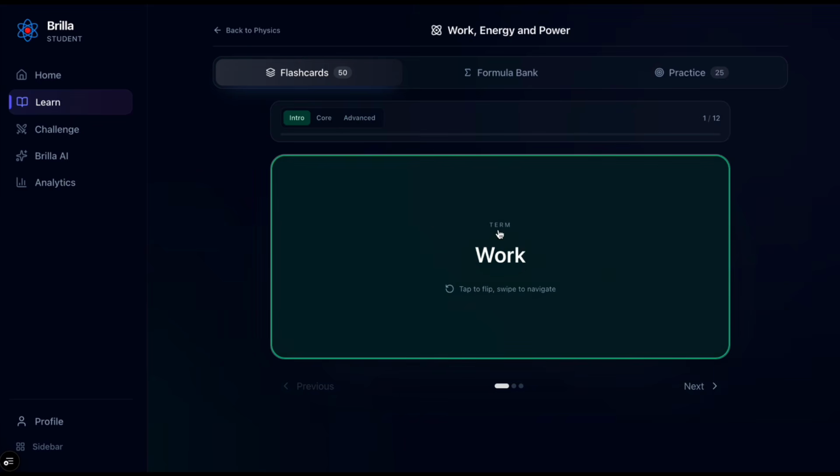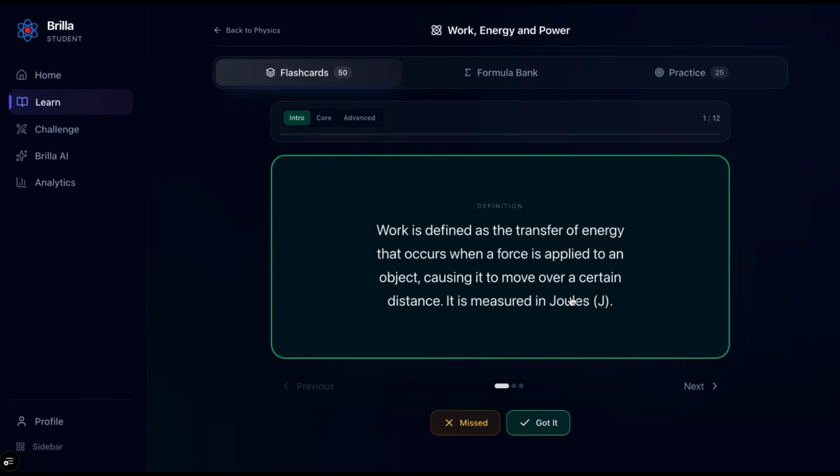If I go back to the intro level, the idea is that you can flip the flashcard, as it's interactive, so you can check the definition, and if you know the definition, you can click "you got it". This is the self-reporting panel: you got it or you missed it.